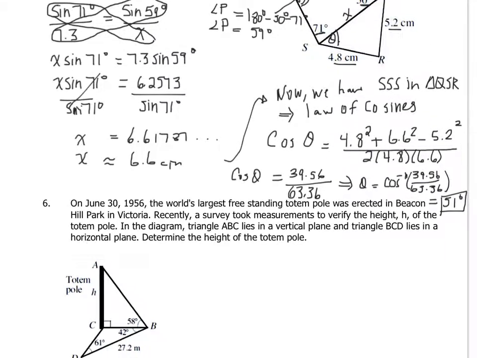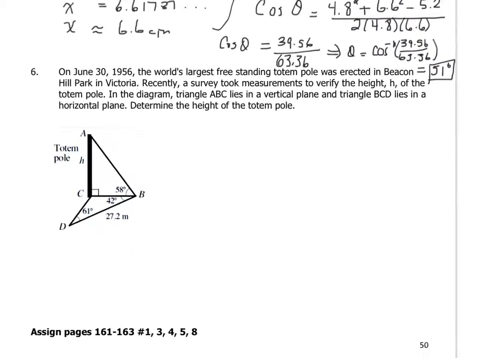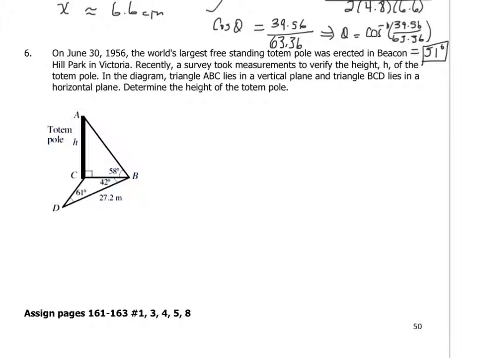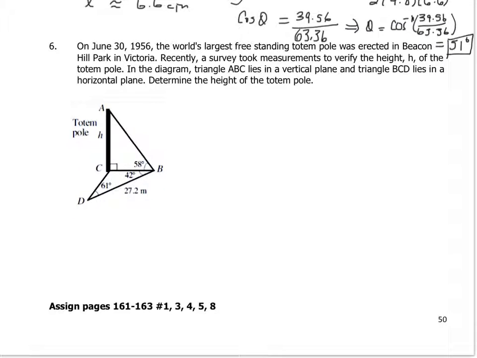And the last question involves two triangles again. We have, on June 30th, 1956, the world's largest freestanding totem pole, so AC represents the totem pole here in the diagram, was erected in Beacon Hill Park in Victoria. Recently, a survey took measurements to verify the height of the totem pole.